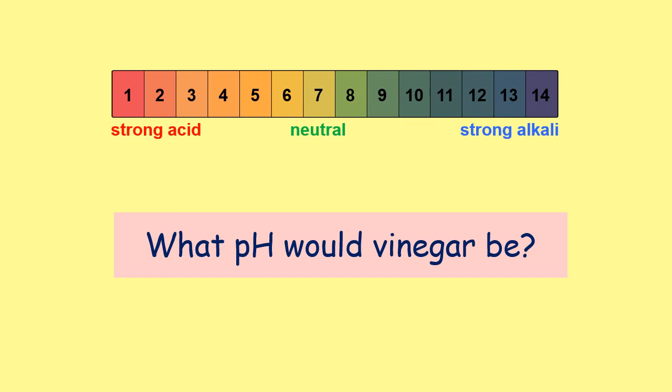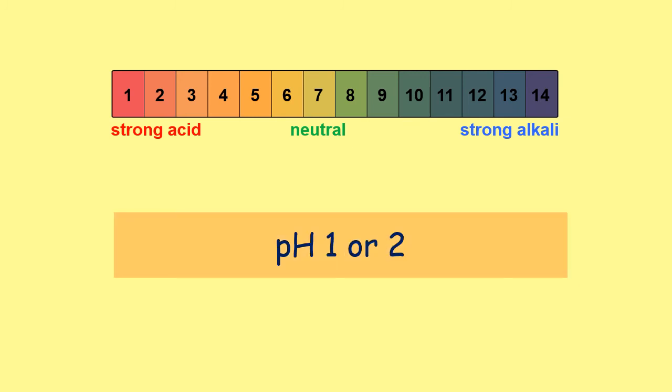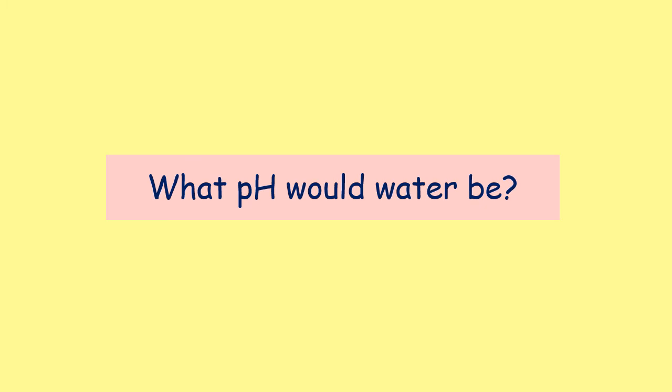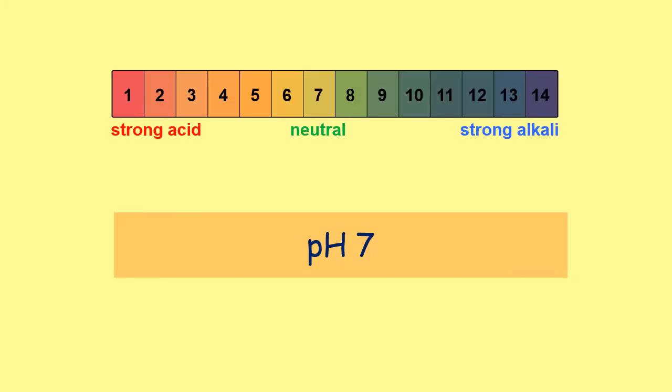Well, vinegar is an acid, so it would have a pH of 1 or 2. Probably would accept 3 or 4 as well for vinegar. What pH would water be? What number pH would water be? Well, water is neutral, so water is pH 7.